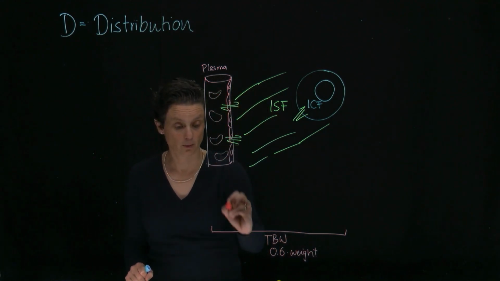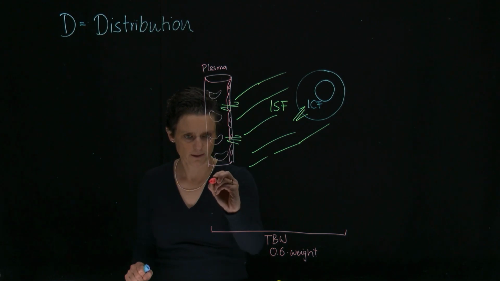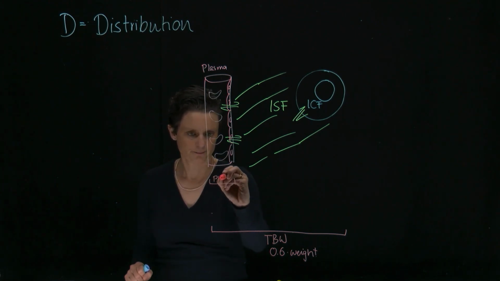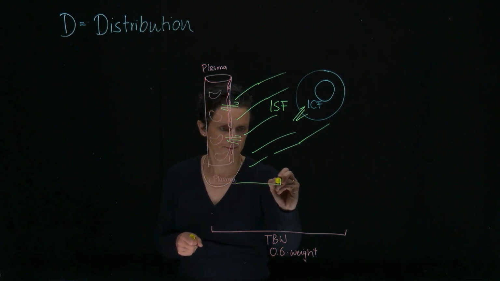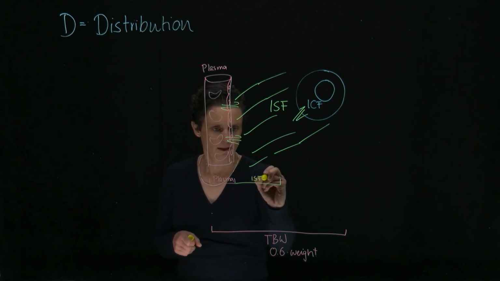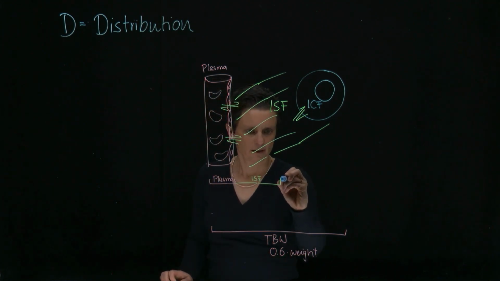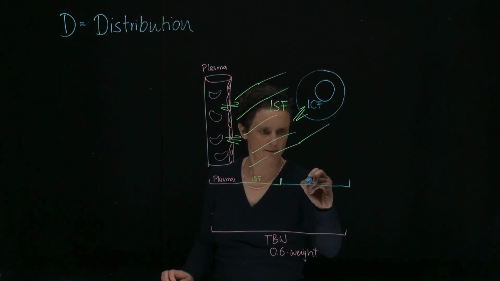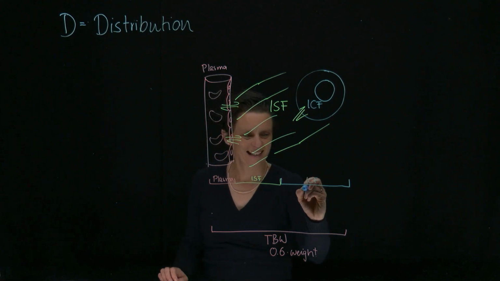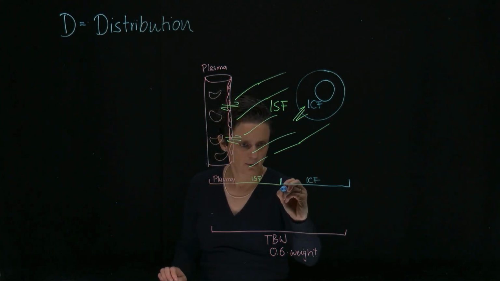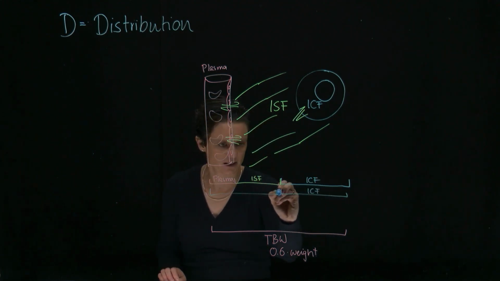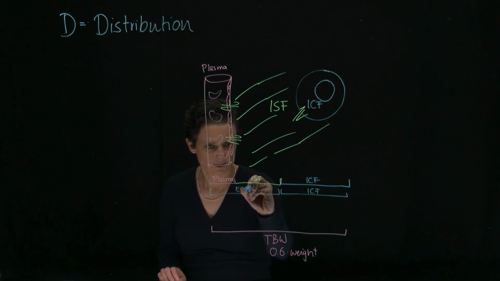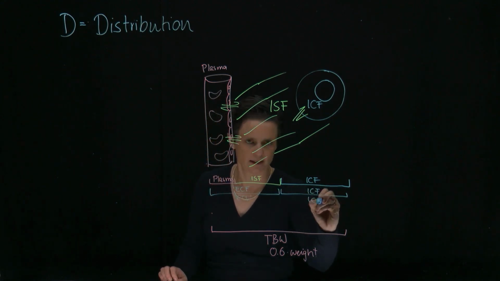Where is our total body water? Well, in the plasma, that's one thing. Plasma. Then we have the interstitial fluid. And then we have the intracellular fluid. And the intracellular fluid, we can say this is intracellular, and we can summarize plasma and interstitial as extracellular fluid. Or we can also call it extracellular water and intracellular water. It means the same thing.